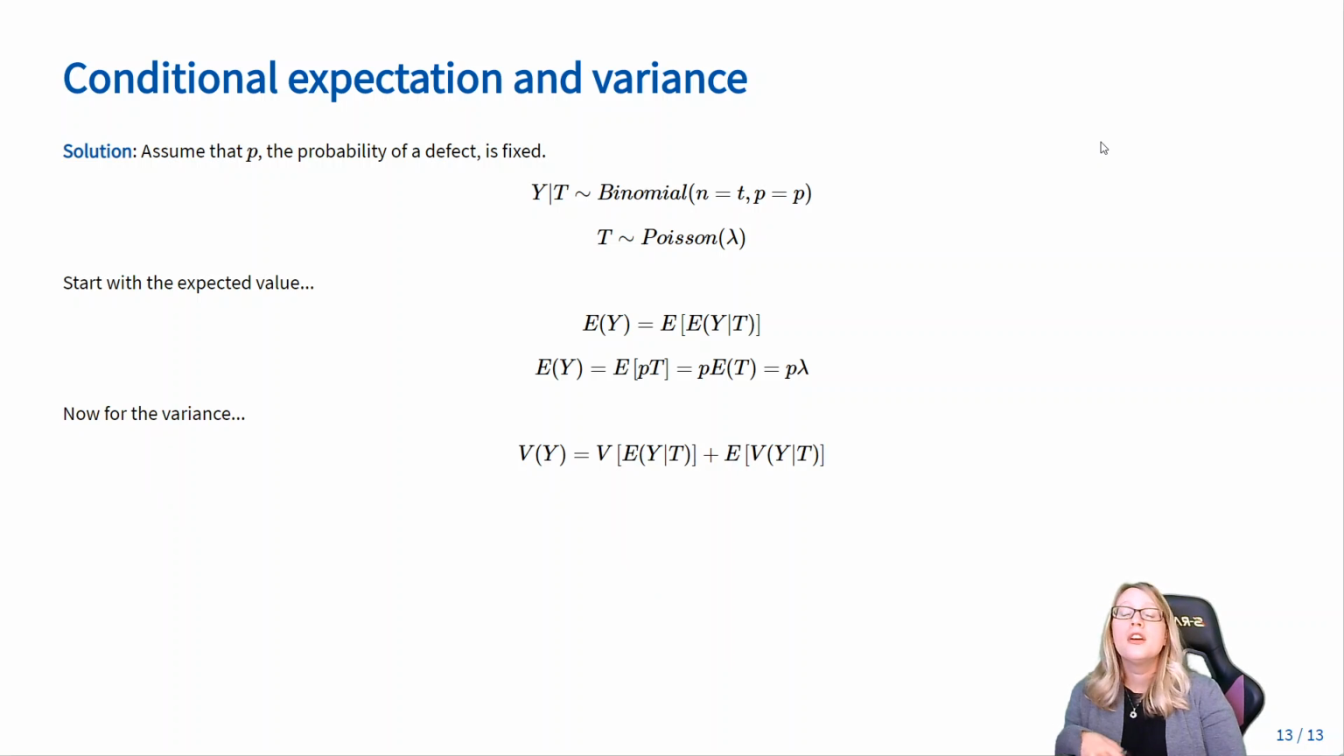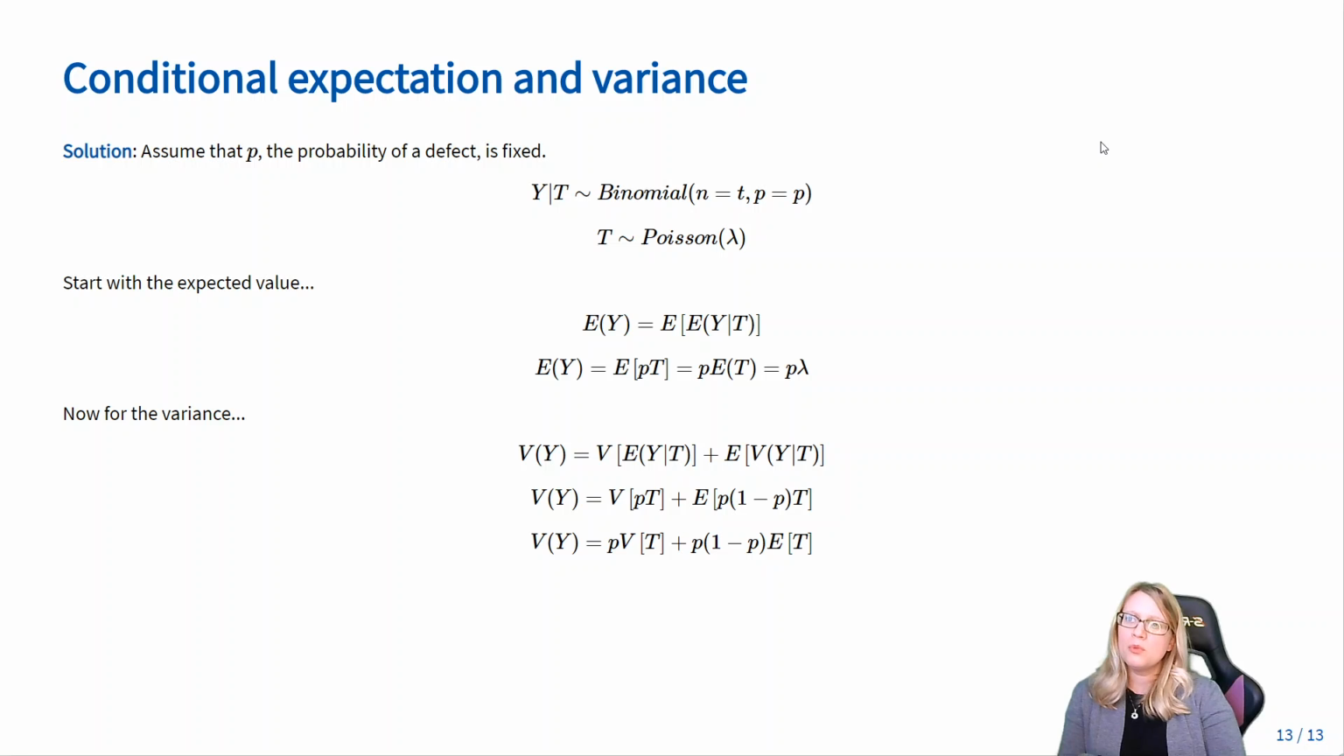For the variance, we take the variance of the conditional expectation plus the expectation of the conditional variance. So we get the variance of pT plus the expected value of p times (1 minus p) times T. This becomes similar to the previous problem. We have a lot of algebra related here. Our random variable is T, so we can write that in terms of a Poisson. Here we go, we get the variance.